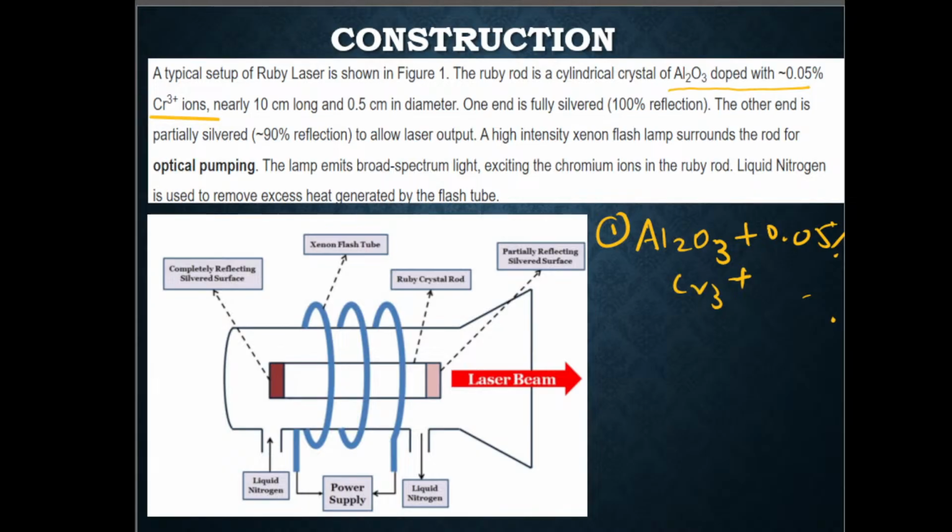That is very important because chromium exists in the form of Cr, Cr2 plus, and also Cr3 plus. So here the chromium is Cr3 plus. Everyone understand? This is the composition of the ruby rod, but what is the length and diameter? The length is 10 centimeter and the diameter is 0.5 centimeter.